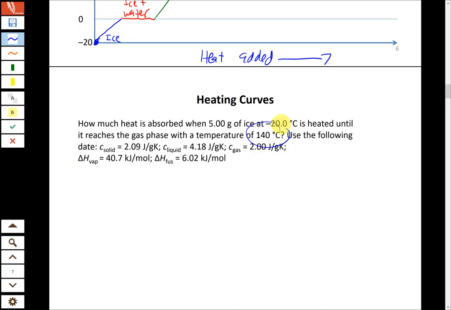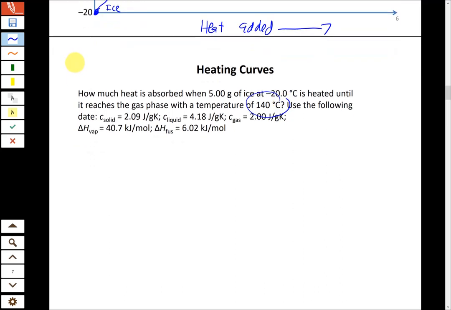So there's going to be like 5 different steps involved. Again, this is the most complicated it could be. We won't see them usually this complex on homework assignments. Okay, so what we're going to do is calculate the heat associated with each of those 5 distinct steps, and at the end we're going to add them all together.